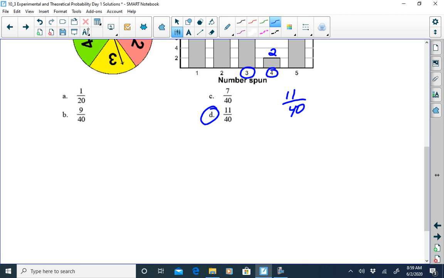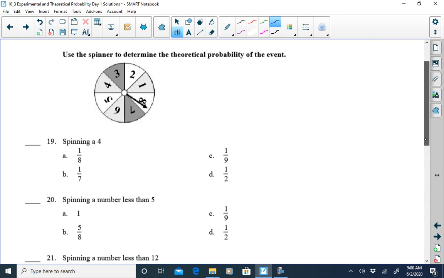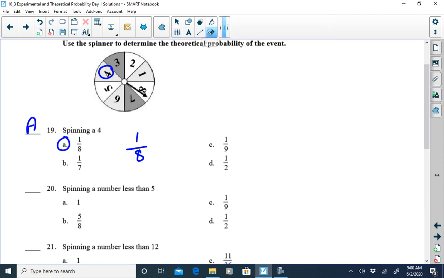All right. Question 19. Use the spinner to determine the theoretical probability of the event. So for those last few problems, we were looking at bar graphs that showed the results of an experiment. Now we're looking at a spinner, and we want to know the theoretical probability for the spinner. If we look at our spinner, there's 1, 2, 3, 4, 5, 6, 7, 8 equal sections. So the probability of spinning a 4: out of the 8 sections, only one of the sections is a 4, just that one there. So for question 19, that would have to be letter A, 1 out of 8.